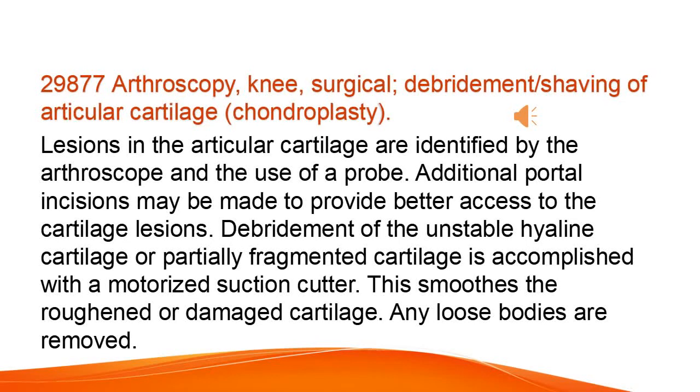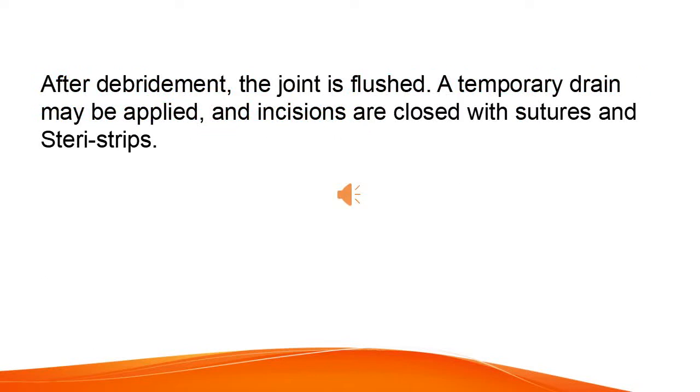Arthroscopy, knee, surgical, debridement/shaving of articular cartilage, chondroplasty. Lesions in the articular cartilage are identified by the arthroscope and the use of a probe. Additional portal incisions may be made to provide better access to the cartilage lesions. Debridement of the unstable hyaline cartilage or partially fragmented cartilage is accomplished with a motorized suction cutter. This smooths the roughened or damaged cartilage. Any loose bodies are removed. After debridement, the joint is flushed. A temporary drain may be applied, and incisions are closed with sutures and strips.